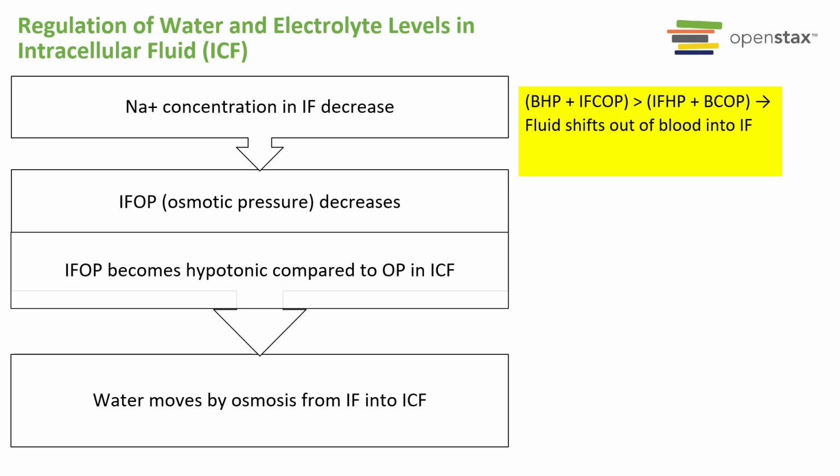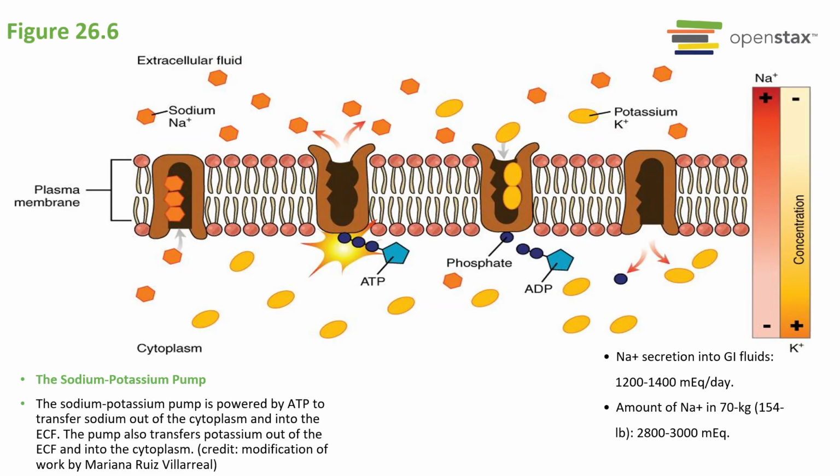I'm going to jump forward now to look at another diagram which highlights the extracellular fluid and the intracellular fluid and how the plasma membrane has pumps that facilitate the exchange of sodium and potassium. The sodium-potassium pump is shown here. It requires ATP and the breakdown of ATP into adenosine diphosphate and inorganic phosphate.